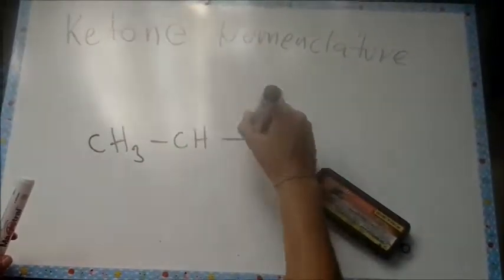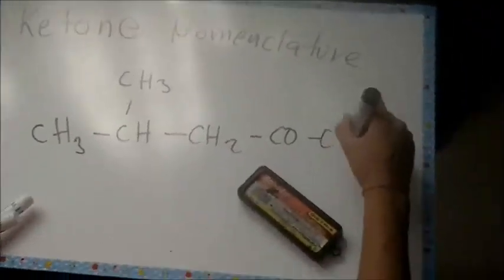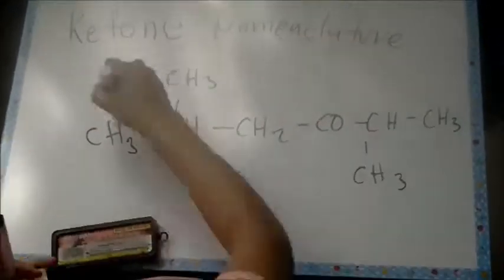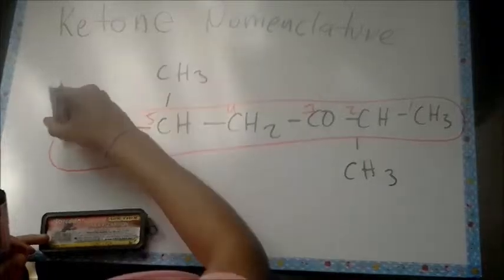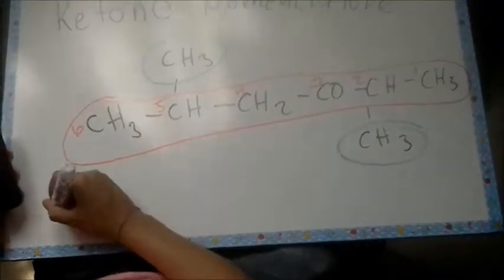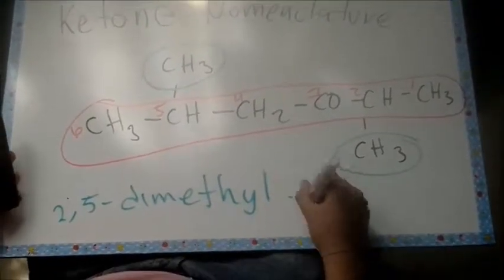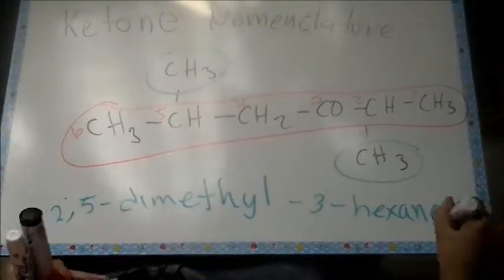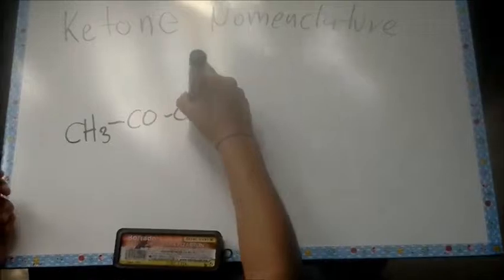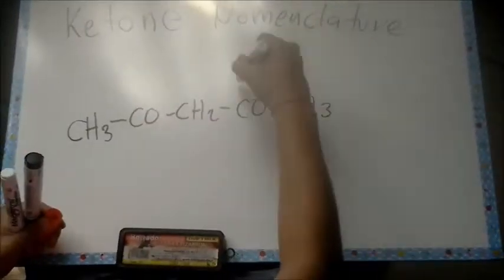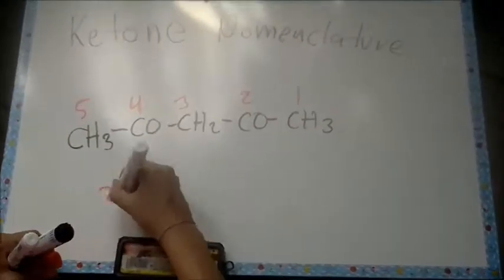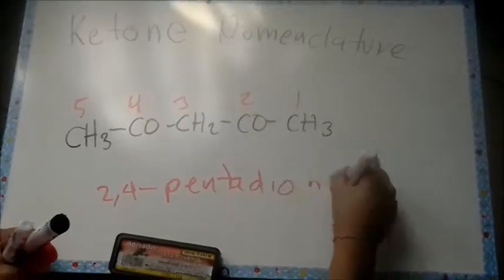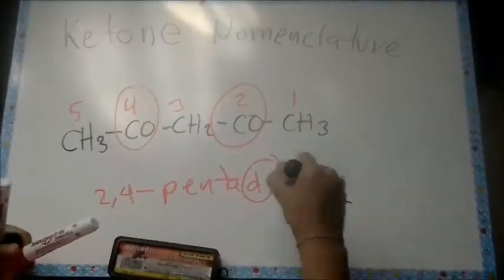Ketone nomenclature. Number the chain starting from the side which is nearest the CO functional group. You name the substituents noted by their location, and after that, the number in which the CO functional group is, then the prefix according to the number of carbons including the CO, and the suffix -one.